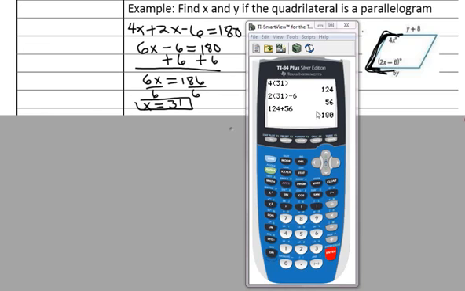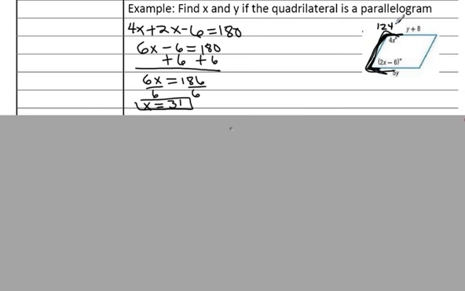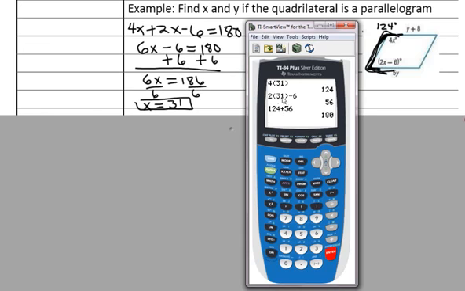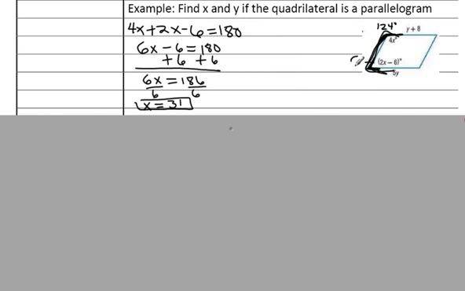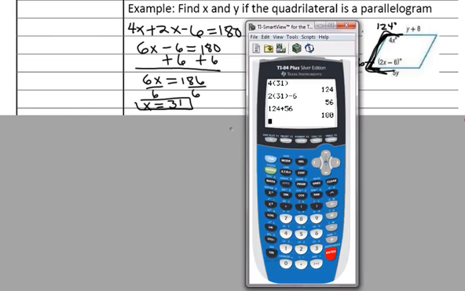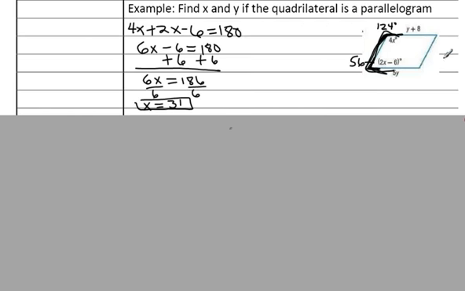Okay, and here is where I'm going to check my work. If x is 31, I did 4 times 31. That gave me this angle was 124. And then I did 2 times 31 minus 6, and that gave me 56 for this angle. And then if I add them together, I see that 124 plus 56 is in fact 180.